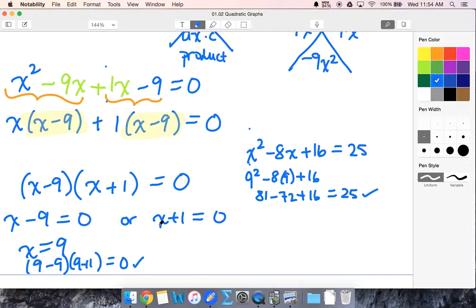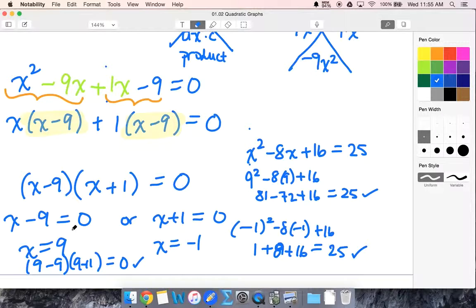Over here, for this solution to be 0, x would have to be negative 1. So negative 10 times 0 is 0, but let's check it back in the original. Negative 1 squared minus 8 times negative 1 plus 16. That's going to be positive 1 plus 9 plus 16. Something's wrong. Oh, not 9. 8 times 1 is only 8. All right, so 9 plus 16 does equal 25. So these are my two solutions, x equals 9 or x equals negative 1.